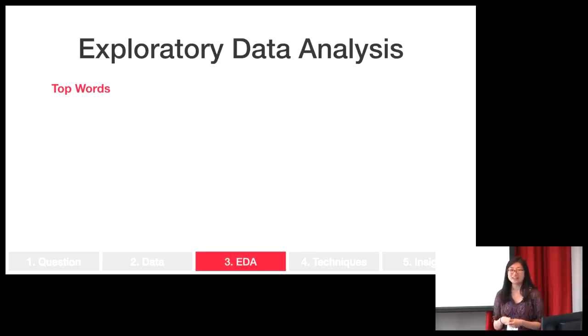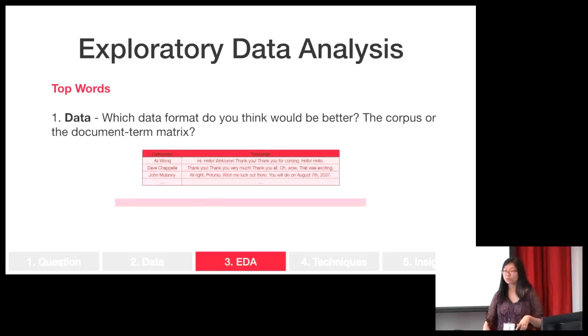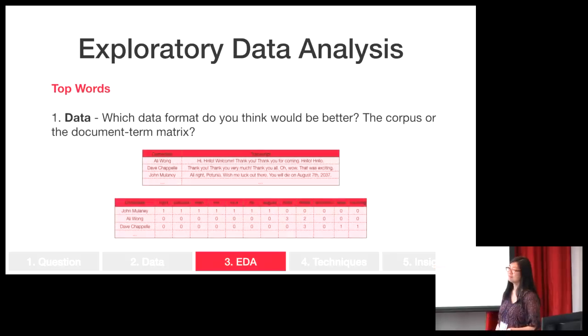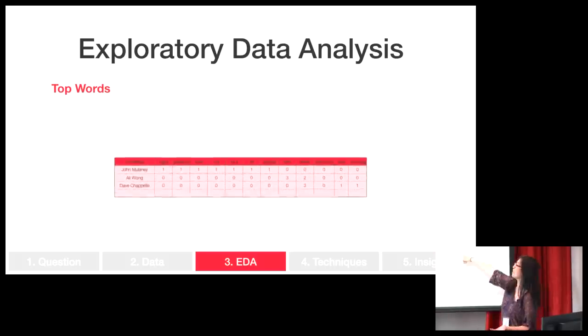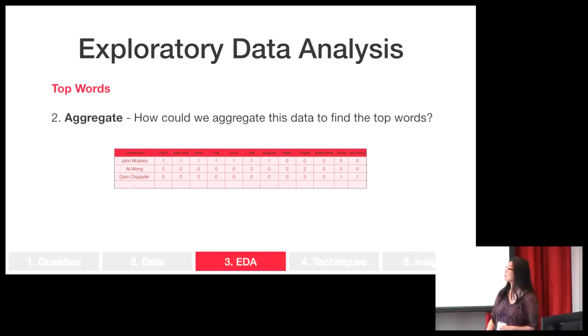So how did I find the top words? Well, the first thing you want to do is figure out, okay, we have our data in 2 standard formats, right? The corpus and the document term matrix. Which one do you think would be better for figuring out the top words? Yeah, the document term matrix, because you already have every word as a column. So it's very easy to aggregate your data at this point. The whole reason we did all that data cleaning and standardization was so our life would be really easy at this point.